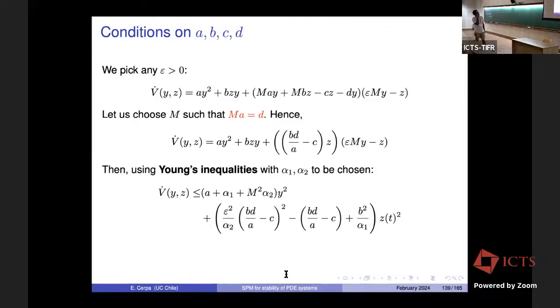We choose capital M such that M times a is equal to d, just to eliminate one term giving us some cubic term there, the terms in y. And with that capital M, we obtain the second equation for V dot. And then, as usual, we can just use Young's inequality and some tricks here and there to introduce some free coefficients alpha 1 and alpha 2, in order to put this in the right form that we want for stability.